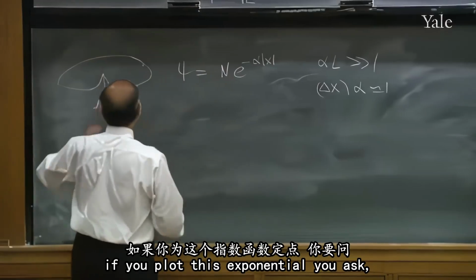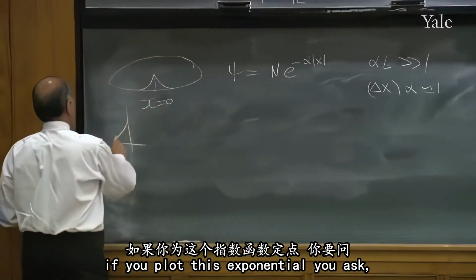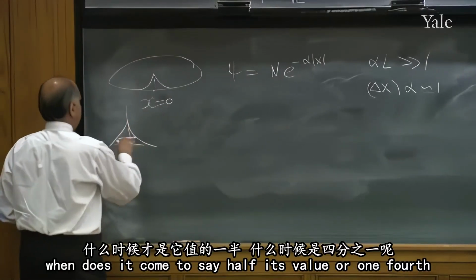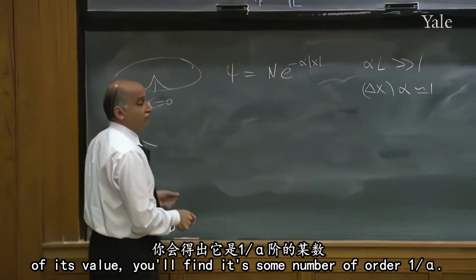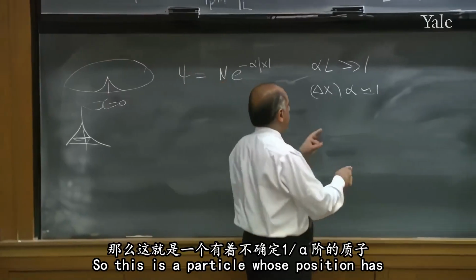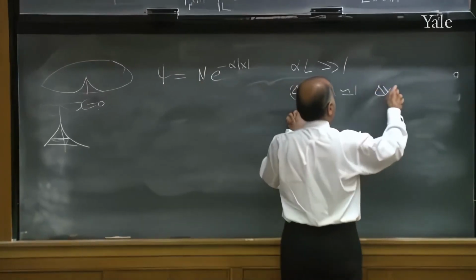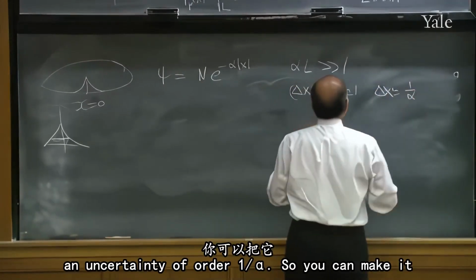Because if you plot this exponential, you ask when does it come to, say, half its value or 1/4 of its value, you will find some number of order 1 over alpha. So this is a particle whose position has an uncertainty of order 1 over alpha.